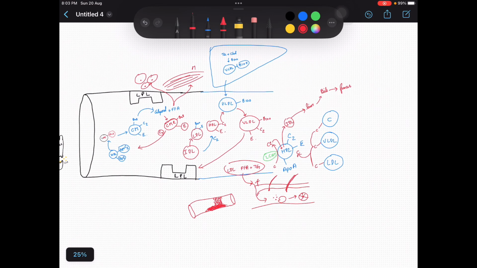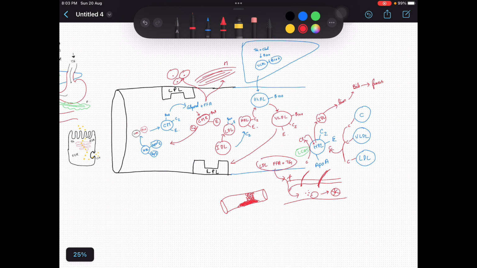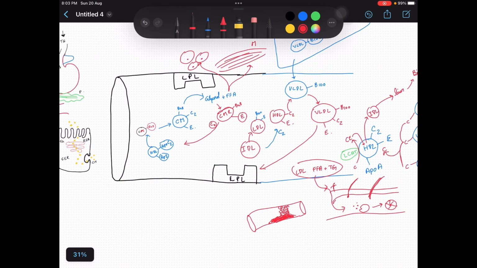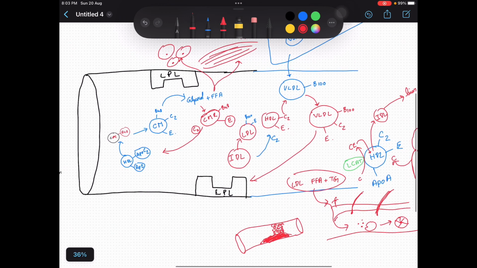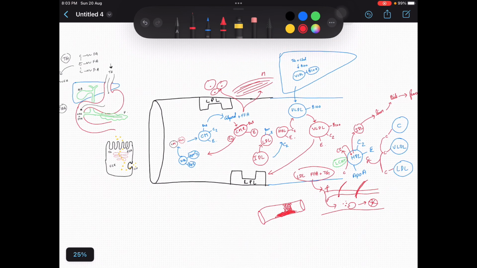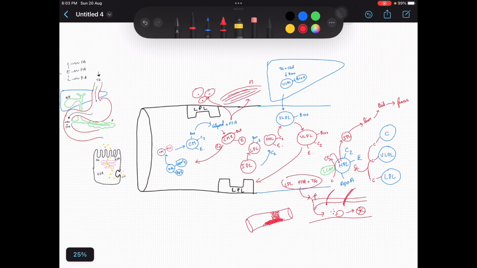So this is how xanthoma formation and the lipid pathway take place, and if there is any enzyme defect, that will lead to various genetic disorders. All the genetic disorders we will be discussing in the next part.